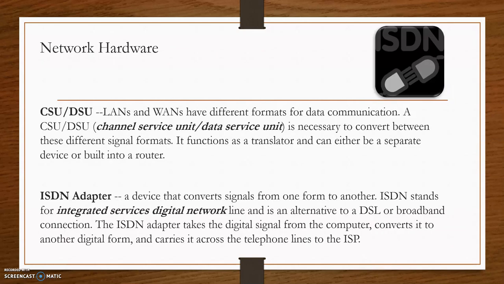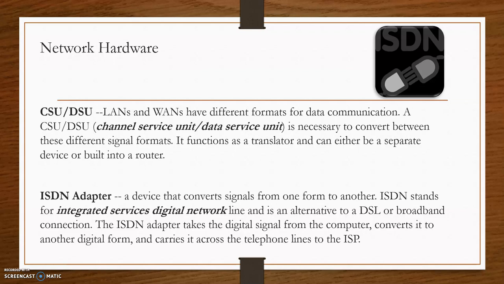Some network hardware. We talked about LANs and WANs, and they have different formats for data communication. So a CSU/DSU is a channel service unit or a data service unit, and that's necessary to convert between these different signal formats. It functions as a translator and can be either a separate device or built into your router. An ISDN adapter converts signals from one form to the next.